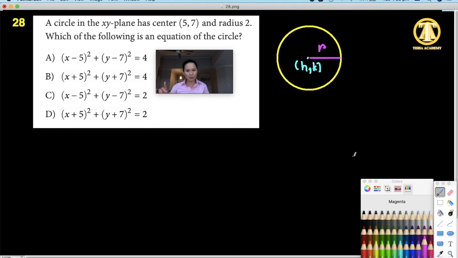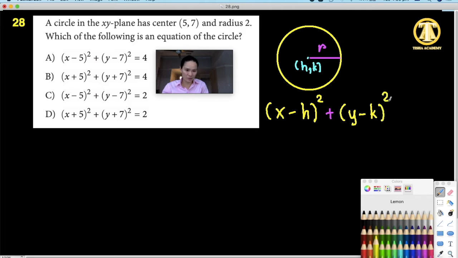We put it as r. And we're going to put in our formula. Our formula has two brackets like this: (x minus h) all squared, plus (y minus k) all squared, and it equals, this one you need to remember exactly, r squared.